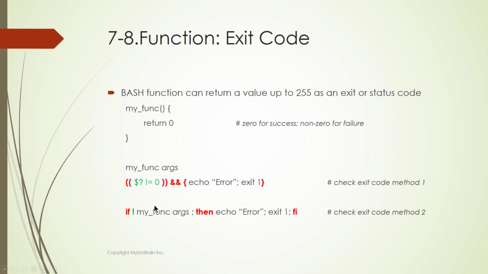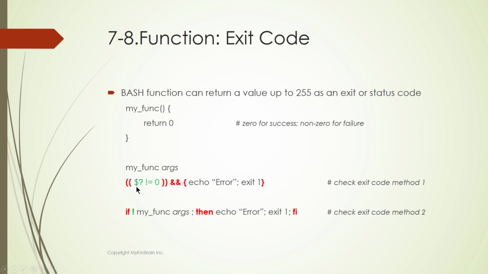The other way to check for the return code of a function is to use this idiom. If not my function, then echo error, exit, and fi, an if construct, right? So the return code checking again for non-zero is being performed by the exclamation point here. So the exclamation point right here in green is equivalent to the condition right here in green. They both are the same.